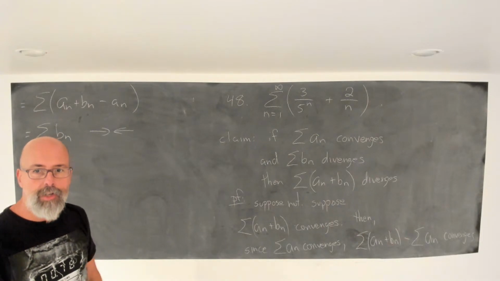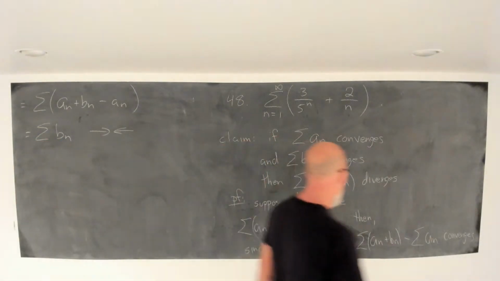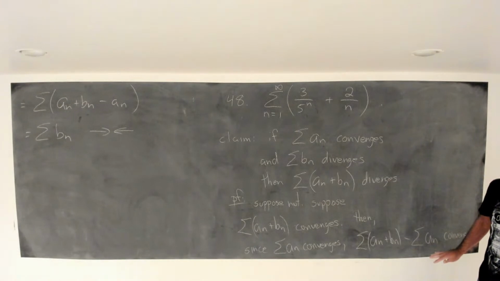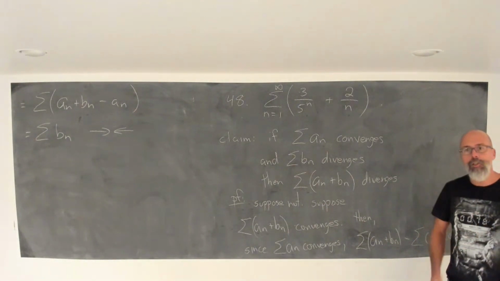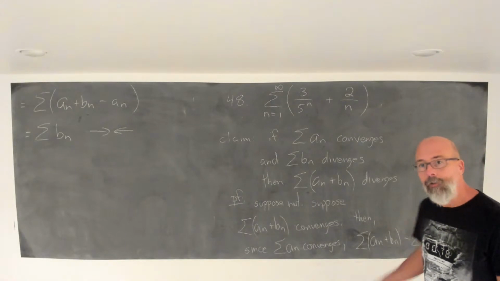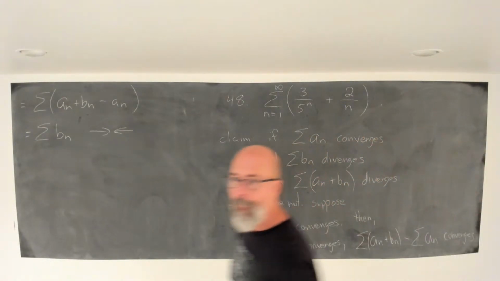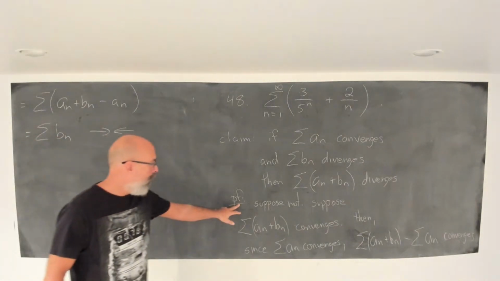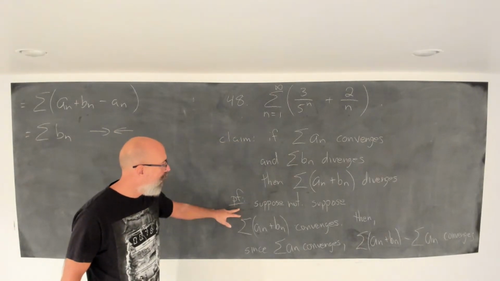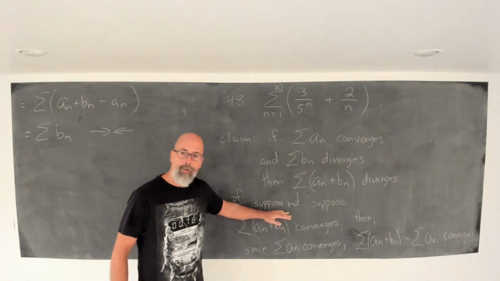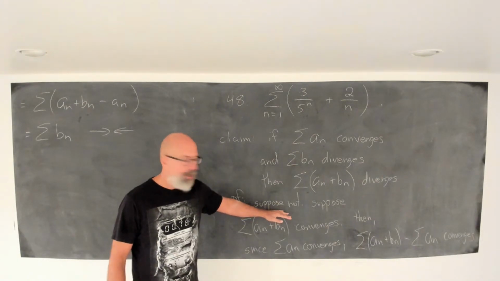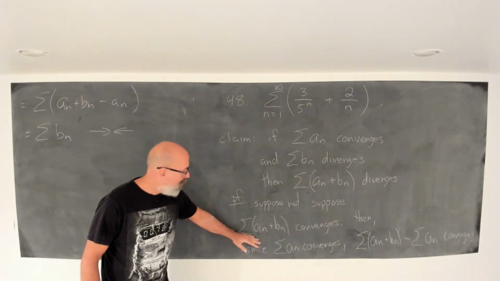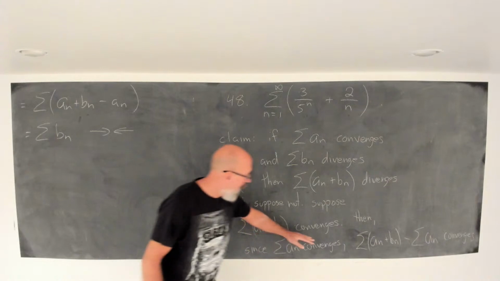Why does the difference necessarily converge? Well, you know that result. This is a result on sequences. If you have two sequences that converge, their sum has to converge as well, or their difference in this case. I'm proving this claim, and I'm saying suppose not. It's a proof by contradiction. Suppose the result is false. In other words, suppose that the series AN plus BN actually converges.